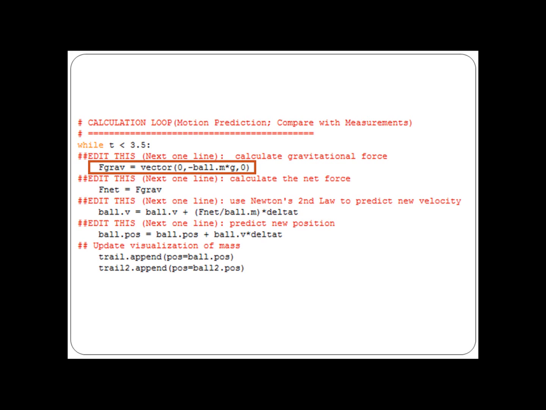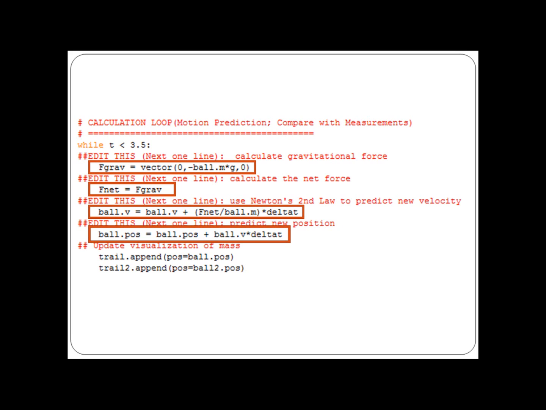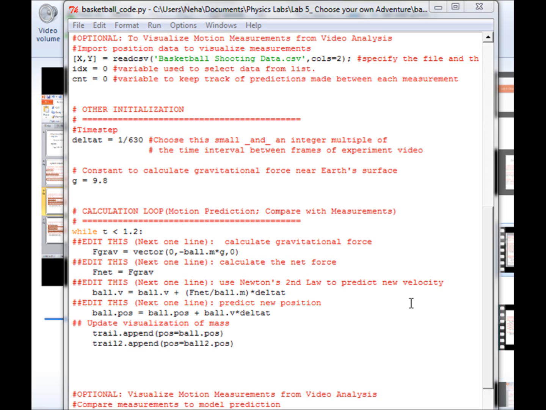Here I calculate the force of gravity using negative mg. And the assumption I make in this is that gravity is the only force acting upon the object, so the net force is equal to the gravitational force. Here I use Newton's second law, and I find the velocity at different time periods. And using that velocity, I calculate the position of the ball, and then use the trail.append function to graph that motion in Python. Here's the code when it is run.